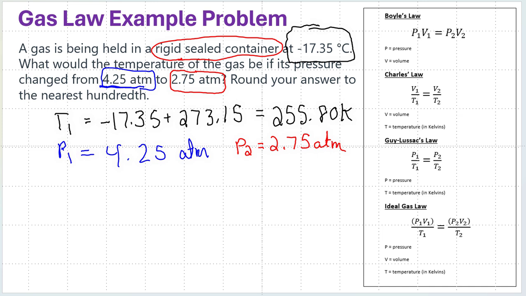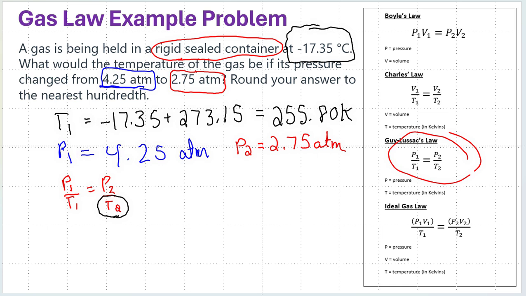So we're looking for a final temperature, or a T2, and we're given P1 and P2. So this is the law that we're going to use. Okay, so that's our equation: P1 over T1 equals P2 over T2. And what I want to do is solve for T2.